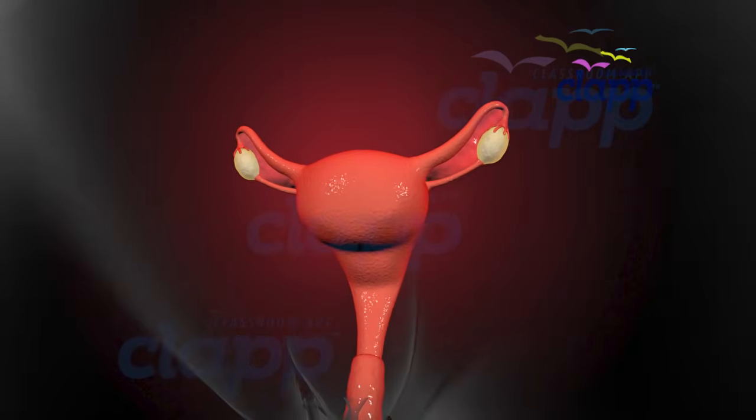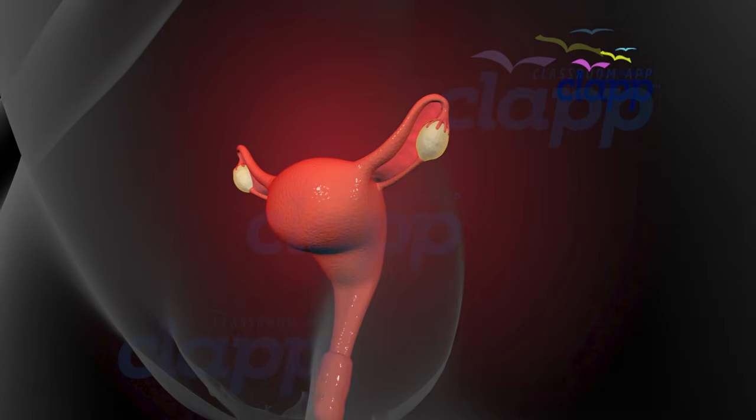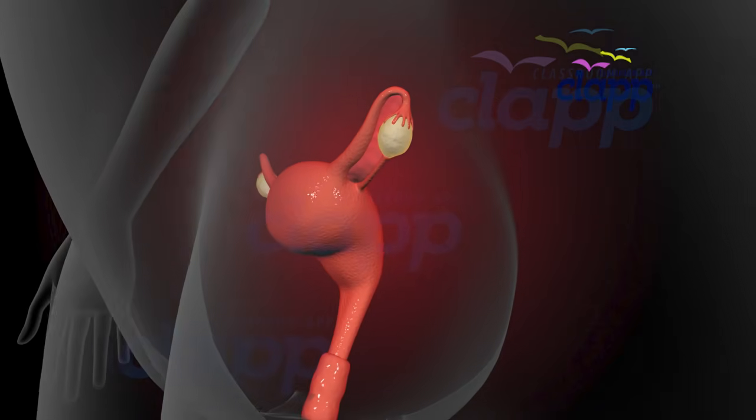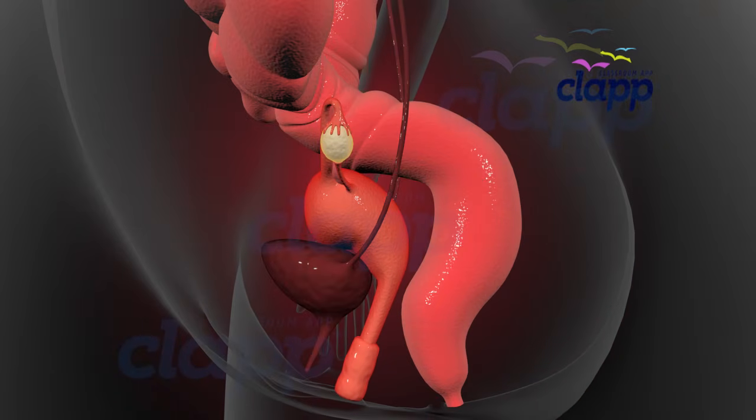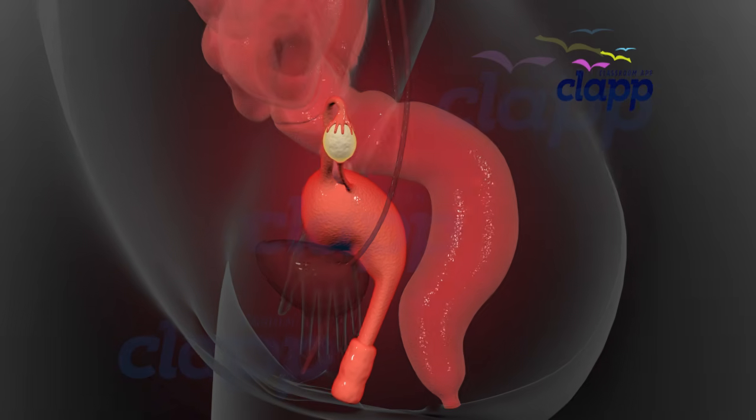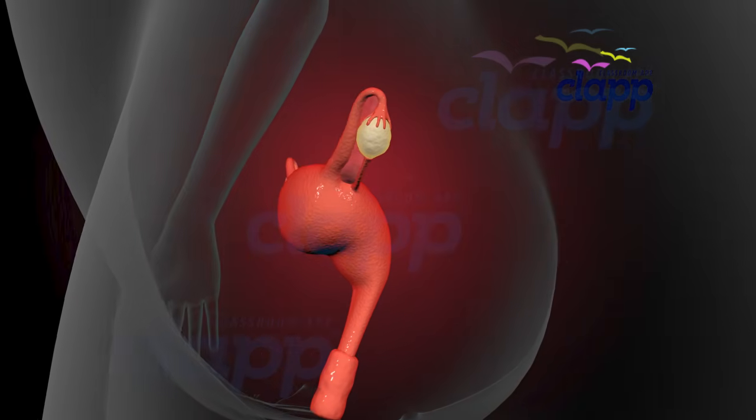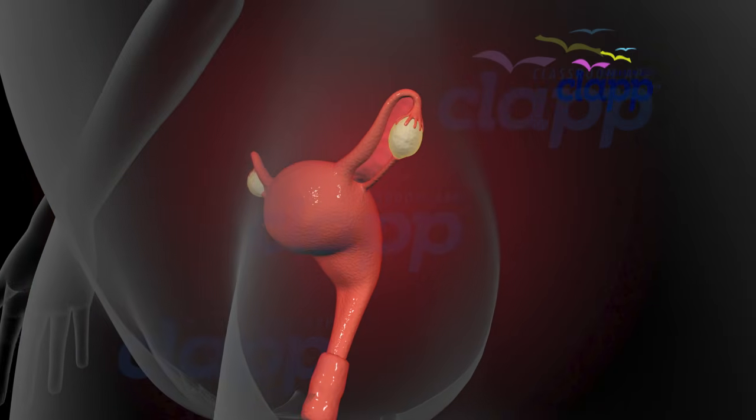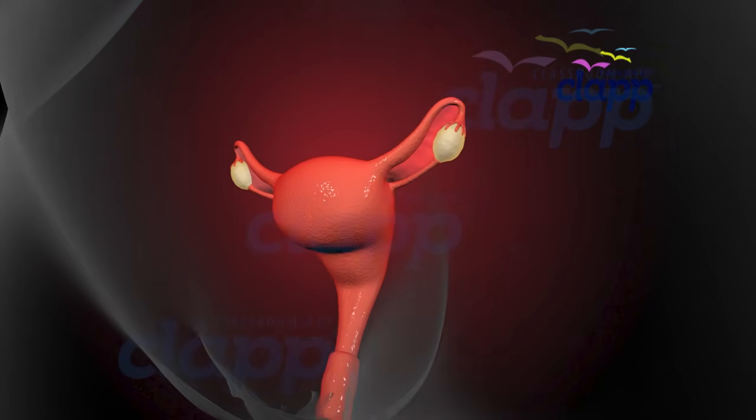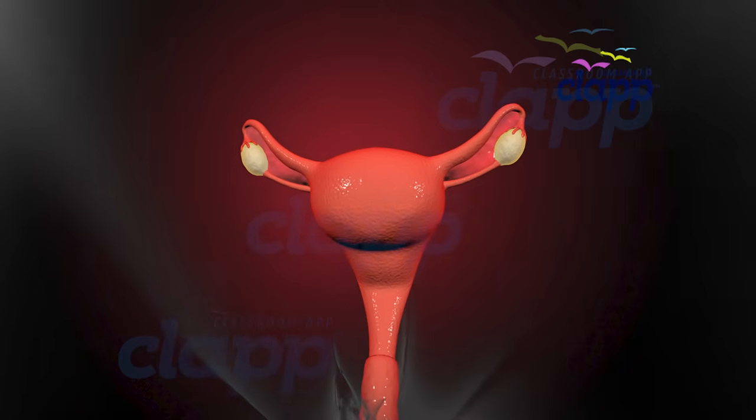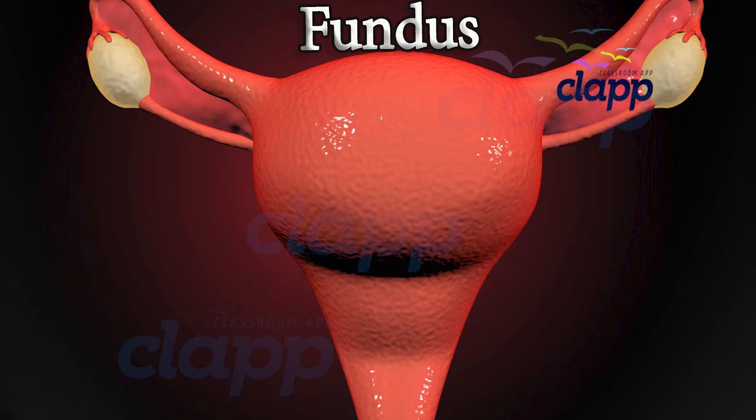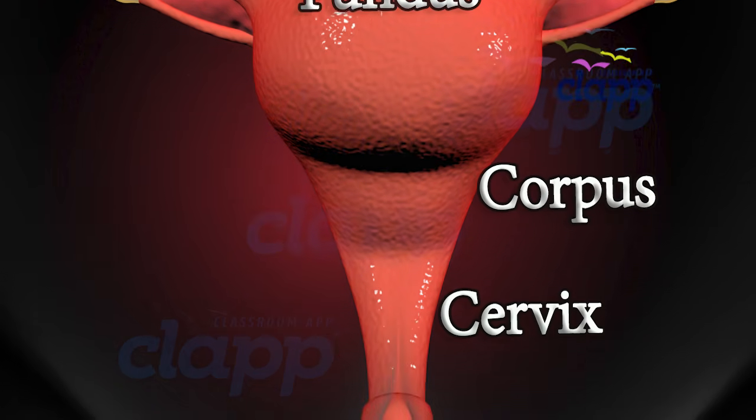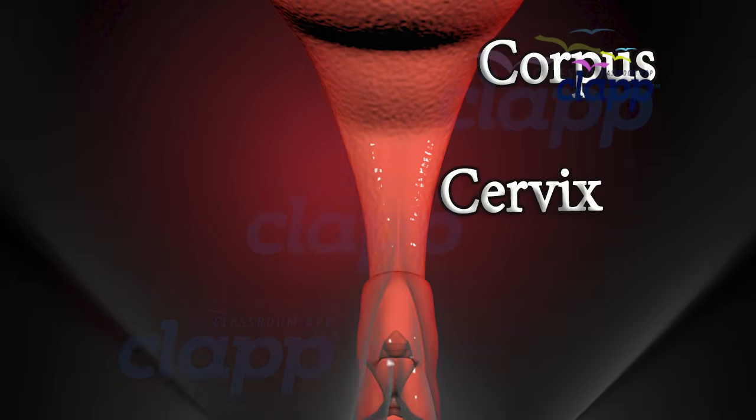The uterus is a hollow, muscular, and inverted pear-shaped structure. It is also known as the womb. It is located in the pelvic cavity between the urinary bladder and the rectum. The uterus is attached to the body wall by a double fold of peritoneum called myometrium. It has an upper dome-shaped part, the fundus, a middle large part, the corpus, and a lower narrow cervix that projects into the vagina.